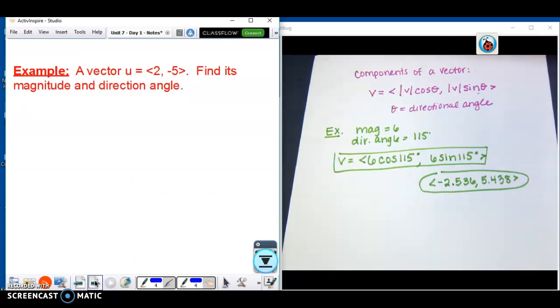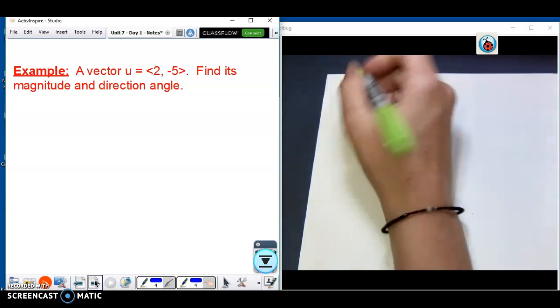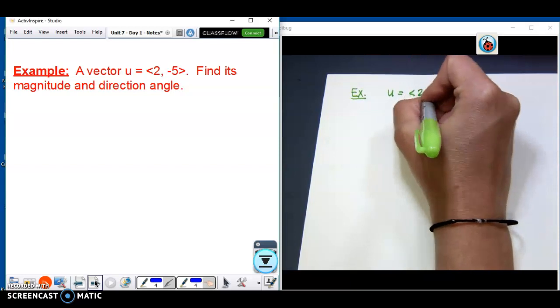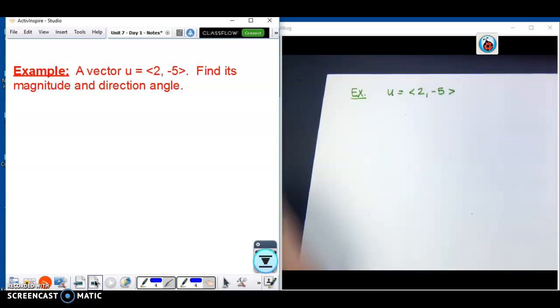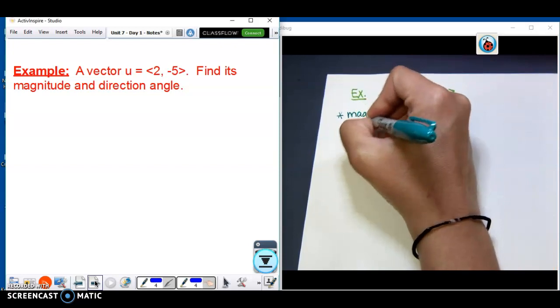Okay, so for the next one, we have the vector u. Now, just because it says vector u does not mean it's the unit vector. If it is a unit vector, it will tell you that it's the unit vector. So this is just a vector u, and it's the vector negative 2, 5. We want to find its magnitude, and we want to find its direction angle. Okay, so magnitude means we're just finding how long it is.